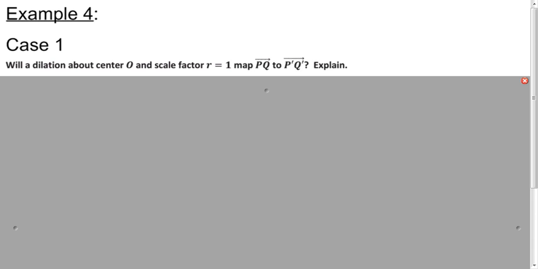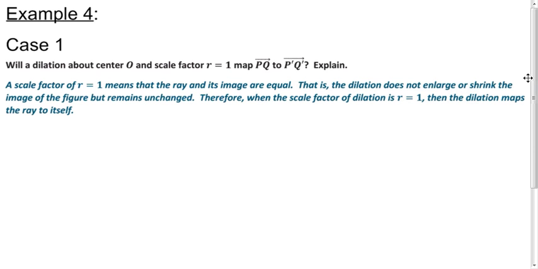So how do we know this holds true for all rays? Well, a few different cases again. The first case is when the scale factor is 1. Well, if it's 1, once again, it's staying invariant, so it's still a ray.